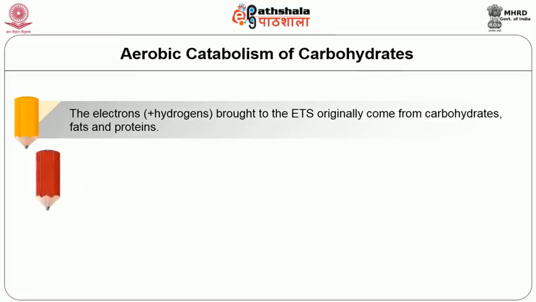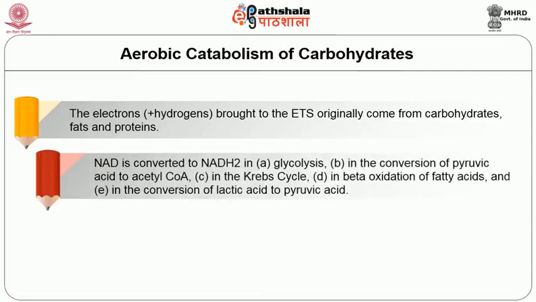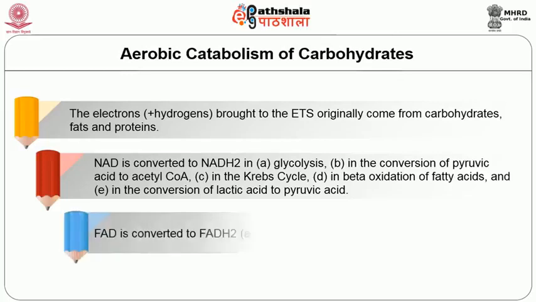NAD is converted to NADH2 in glycolysis and in the conversion of pyruvic acid to acetyl CoA and in the Krebs cycle and in beta oxidation of fatty acids and in the conversion of lactic acid to pyruvic acid. FAD is converted to FADH2 in the Krebs cycle and in beta oxidation.